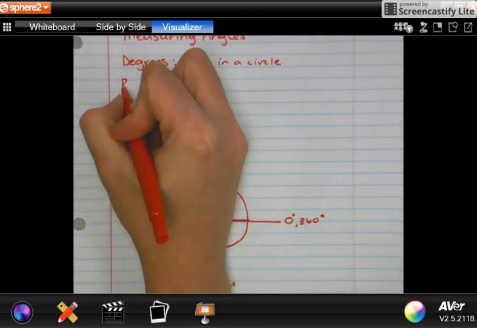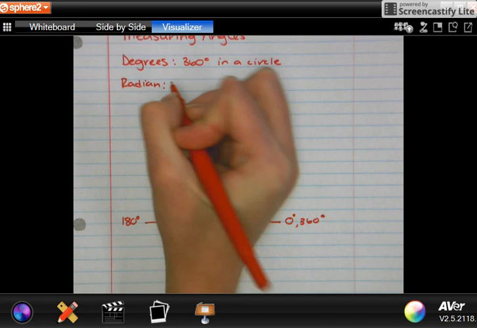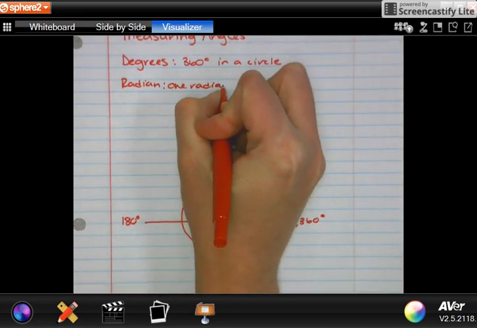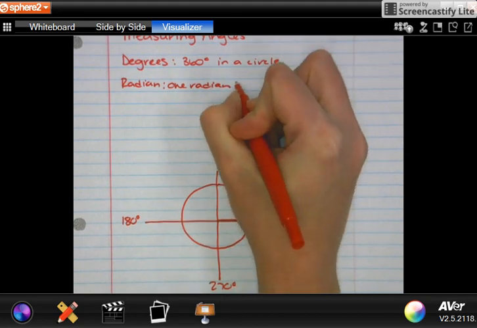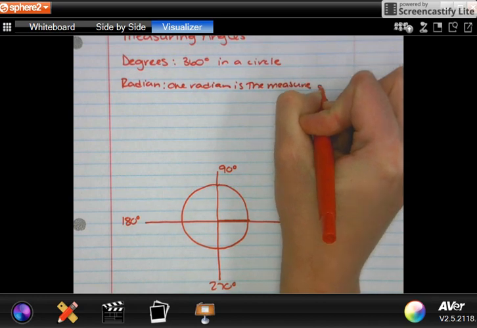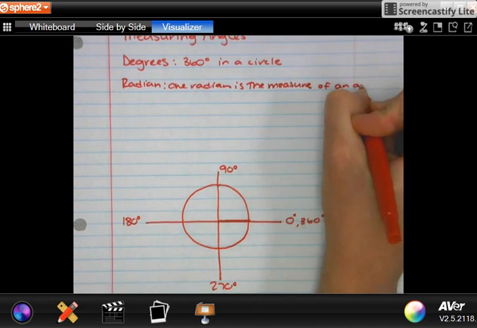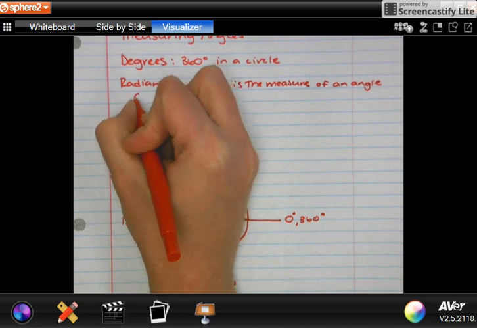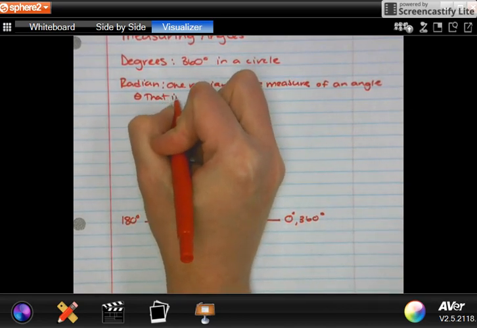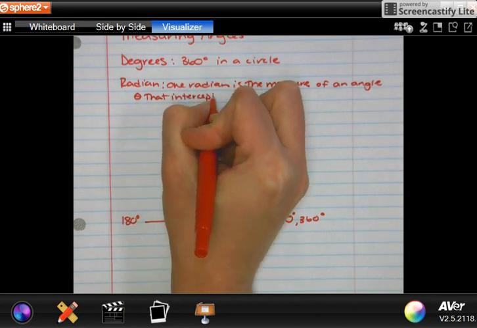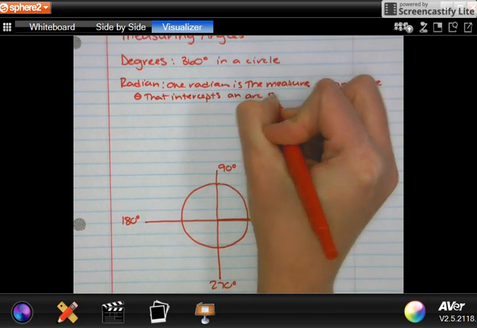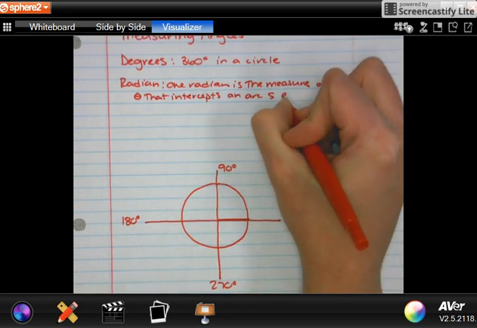Radian, the definition of a radian: 1 radian is the measure of an angle theta that intercepts an arc S equal to the radius R.